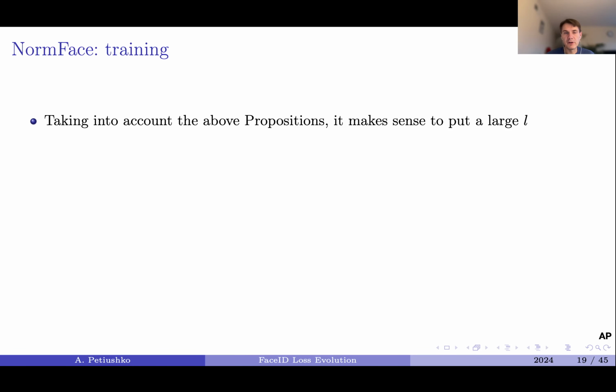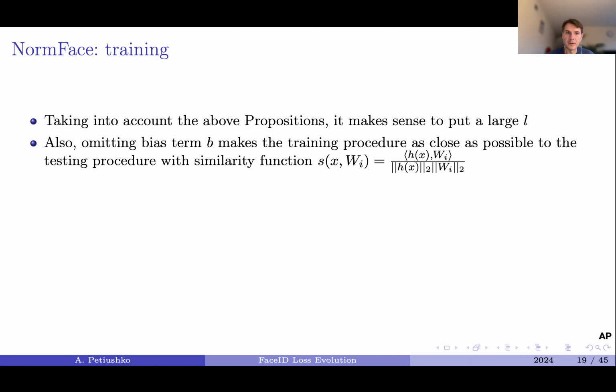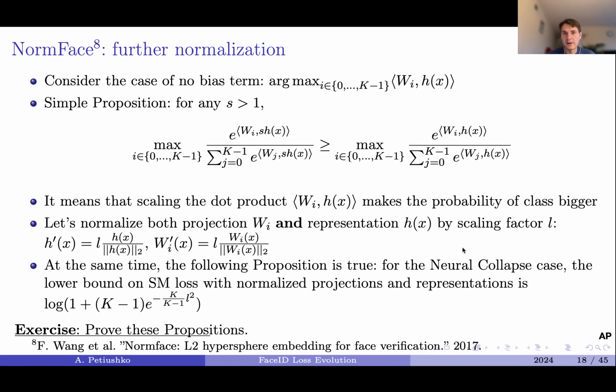Okay, what about the training? Taking into account these propositions, it really makes sense to put as much as possible into this norm L. Also, finally, when we omit the bias term b, we can have the training procedure as close as possible to the testing procedure with the same similarity function S. So again, we don't have plus b or something here, so we have S here, and this S is very similar to, again, just the simple dot product of wi and h of x.